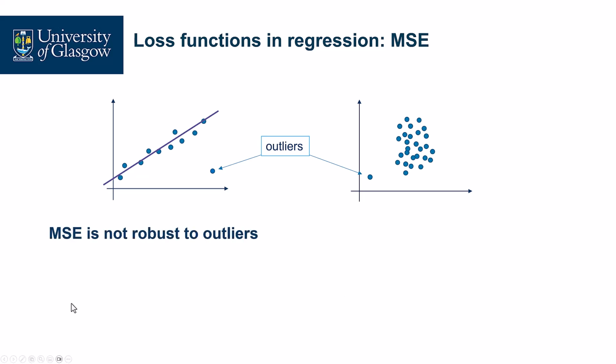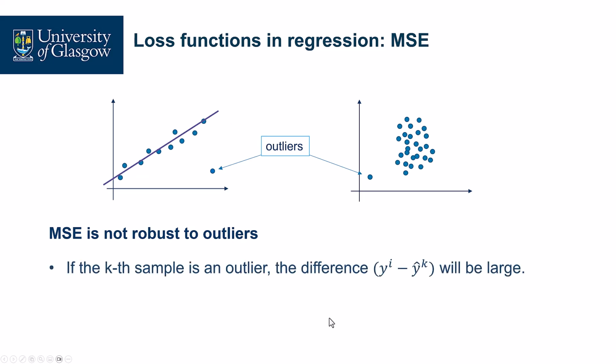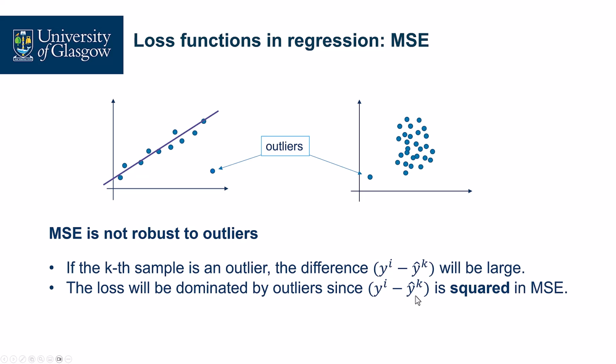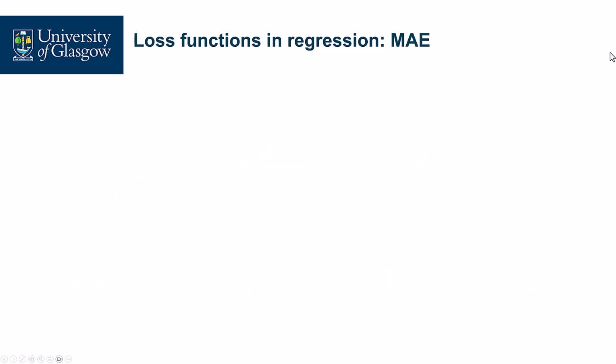So why? First of all, if one sample is an outlier, for this sample, given this x, the predicted value should be here, right? But the real value is here. So this error is very large compared to other data. So this one could dominate the MSE loss function. And moreover, this is squared because there is a square in the formula, right? So this is a problem of MSE. And how to solve it? We will talk about it later, right?